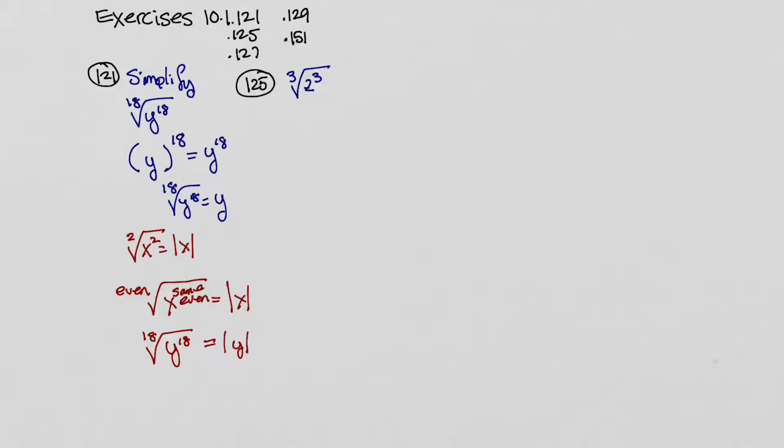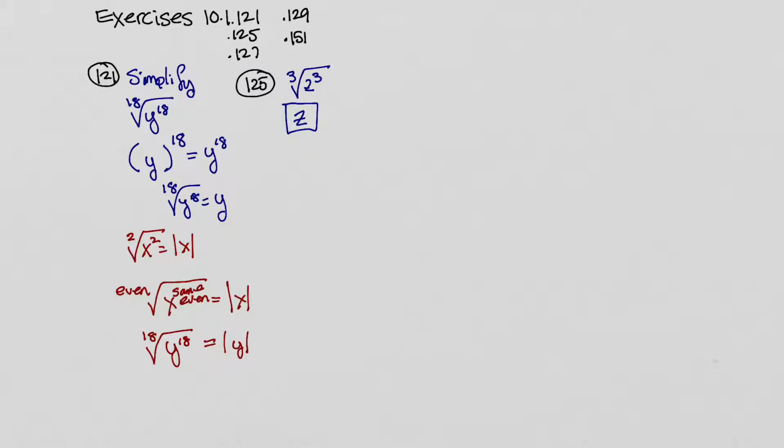Now in this problem though, what we're looking for is the cube root of z cubed. This is an odd root, and with an odd root we don't have to worry about this idea. This only applies to evens, not odds, so we can do this one directly. The cube root of z cubed is just exactly z.